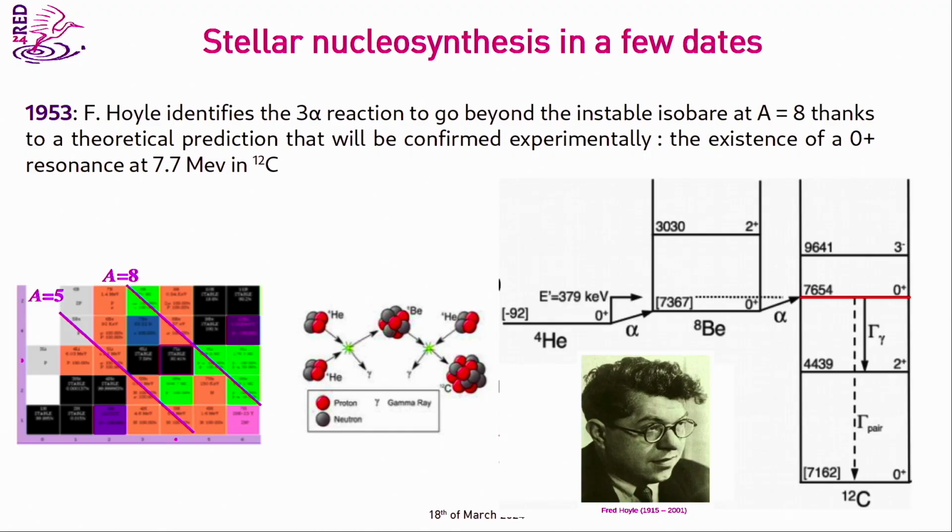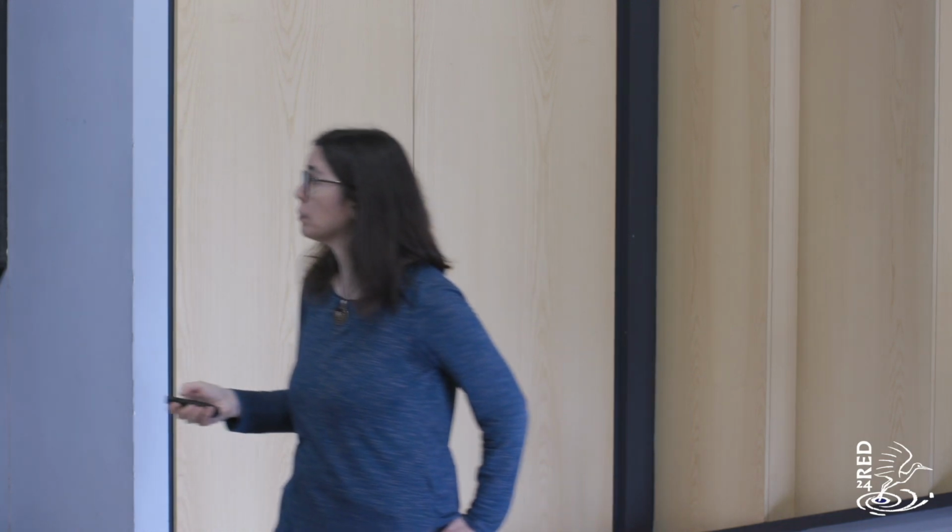The target nucleus will be resonant, and so you will amplify the effect of this very improbable reaction. Even though this reaction is very improbable, once you have it, there's a resonance, so you magnify the probability of interaction by several orders of magnitude, and then you can build carbon-12.